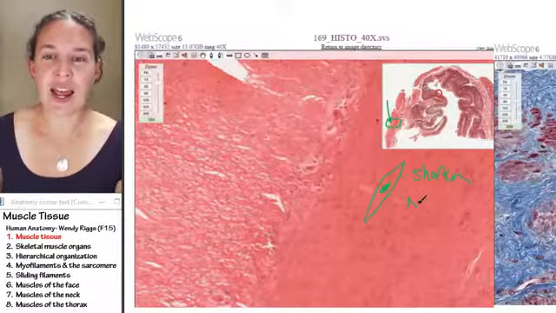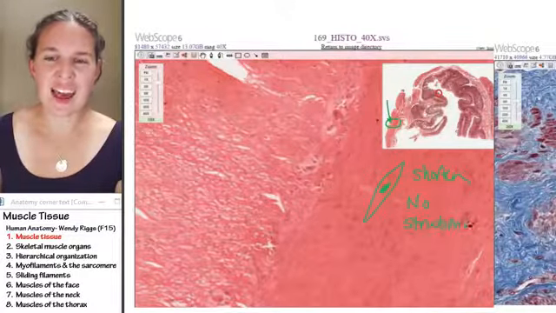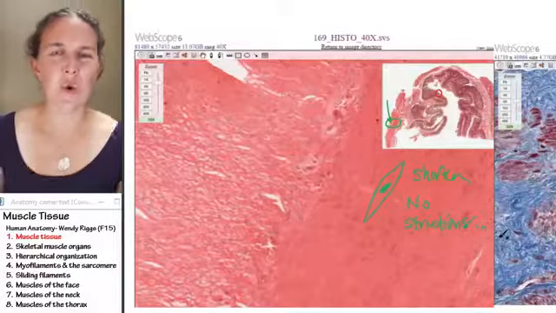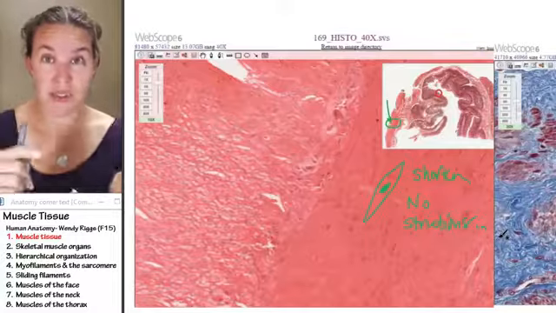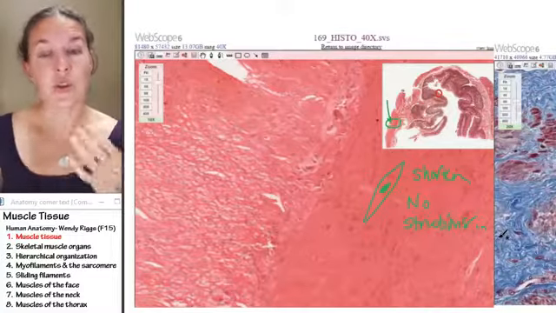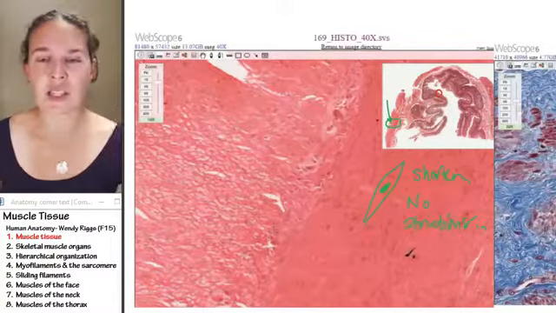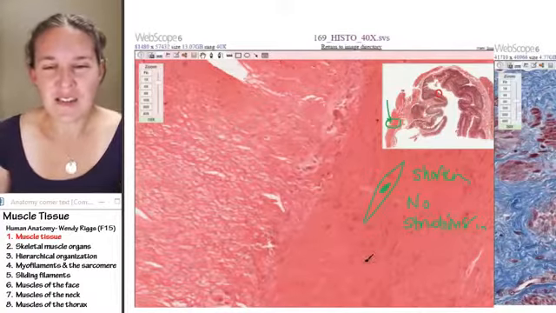but they do not have striations. And that is an important distinction between smooth muscle, skeletal muscle, and cardiac muscle. So smooth muscle has no striations, and smooth muscle is involuntary.